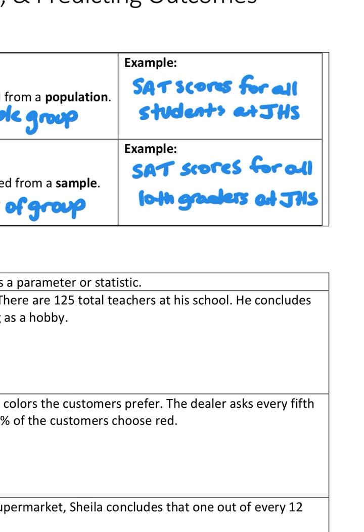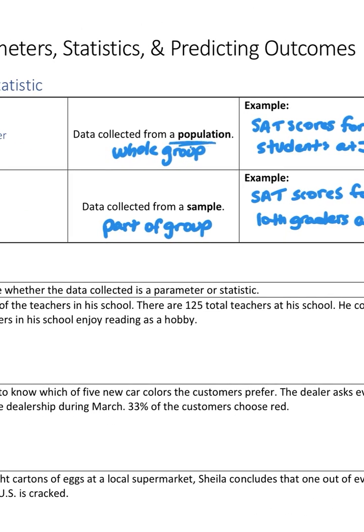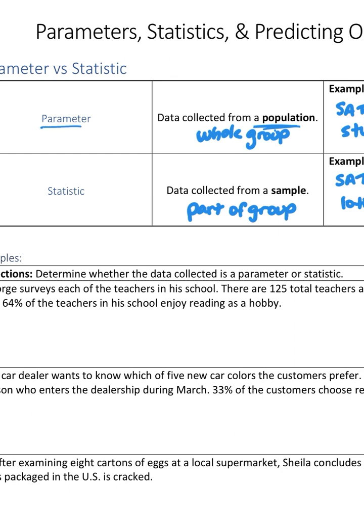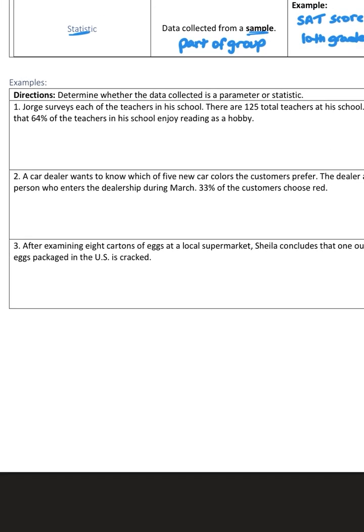So population is the whole group. It's the parameter. Remember, population and parameter both start with P, and sample and statistic both start with S. So any numbers that go with the sample is a statistic, and any numbers that go with the population is a parameter. So you did these examples already. I'm just going to go over the correct answers.